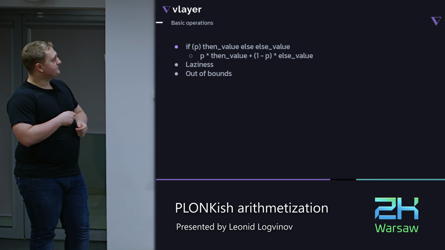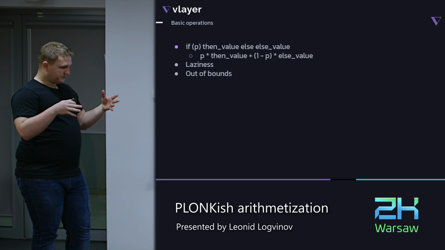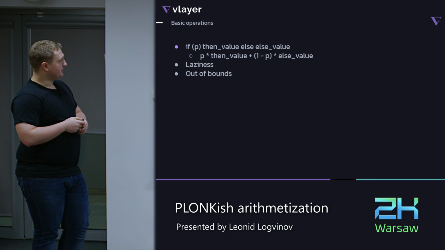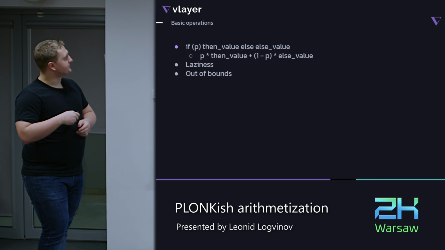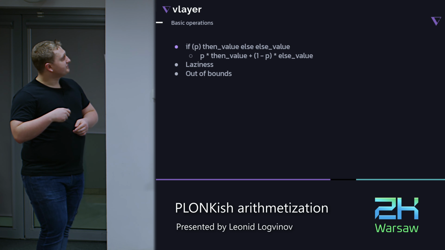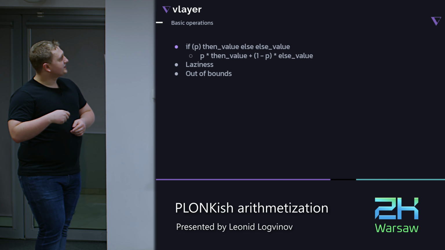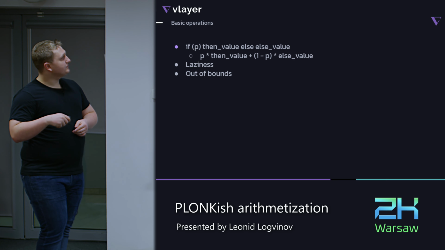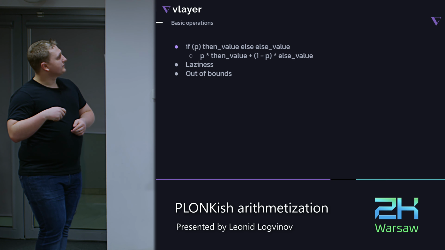So this is the predicate, p. So we compute the Boolean value of the if, and we get here 0 or 1, and then we multiply the then value by p, and the else value by 1 minus p. So if p is 0, then we will get 0 multiplied by then value, plus 1 multiplied by else value, so we will get only else value. And if p is 1, then we will get only this value.